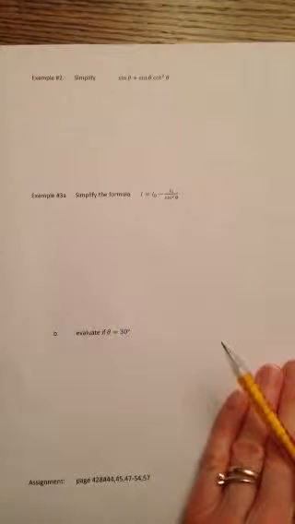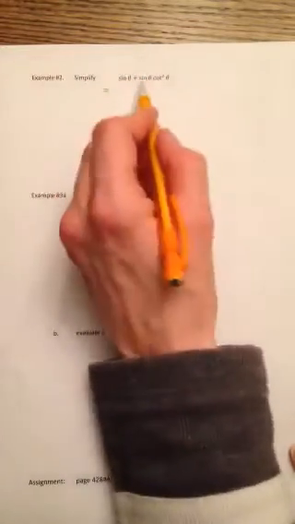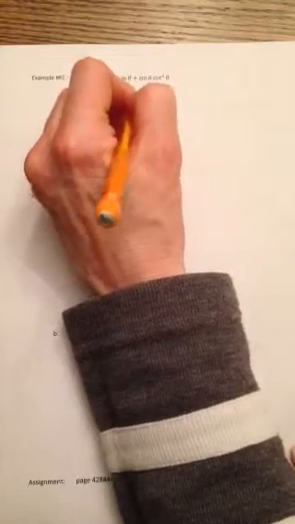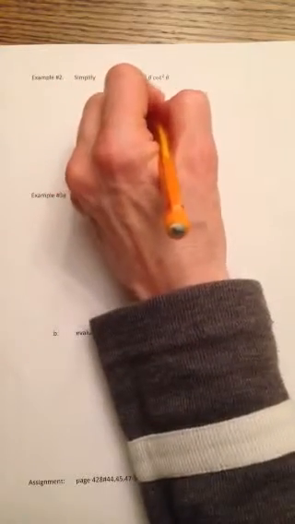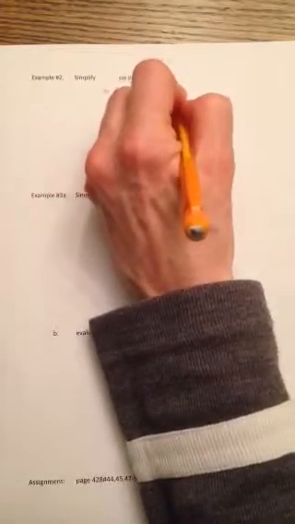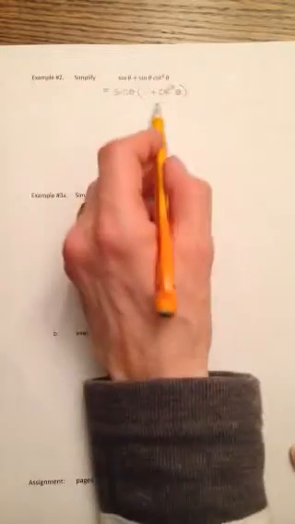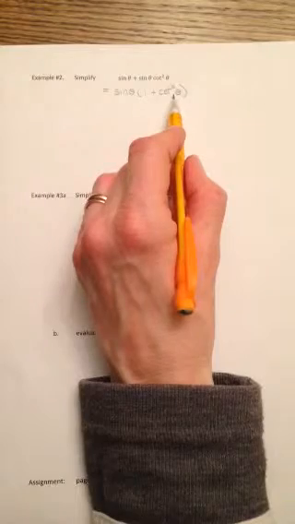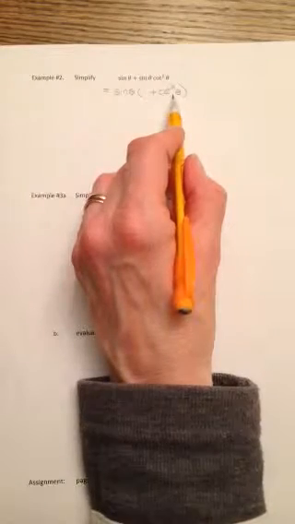Here's another example of simplifying an expression with trigonometric ratios in it. In this example, notice that there are two terms. Both terms have a sine theta, so I can take that out as a common factor. That leaves 1 plus cotangent squared theta. Now notice, anytime you see a 1 and a squared trig ratio, you should think Pythagorean identity.